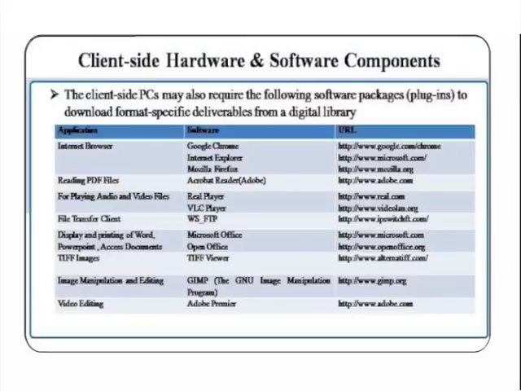The client-side PC may also require the following group of software packages or plugins to be downloaded from format-specific deliverables from a digital library. The software listed here are based on their categories. You need an internet browser, PDF readers, you need software for playing audio and video files, you may need a file transfer client, you may need software for display and printing of Word, PowerPoint and Access documents, you need an image viewer as well as image manipulation and editing programs as well as a video editing program.